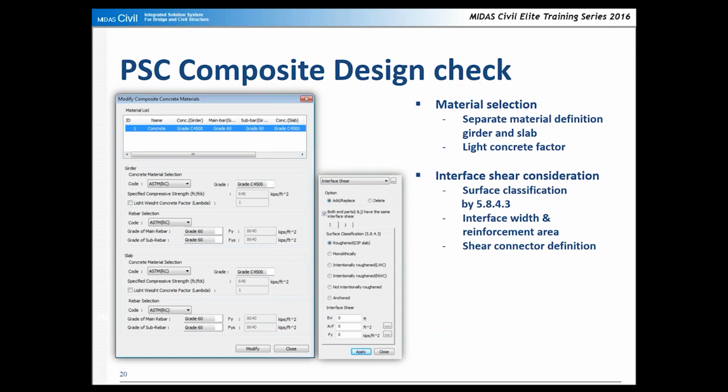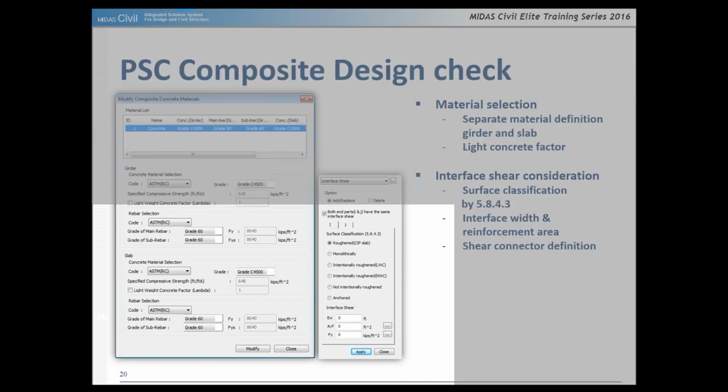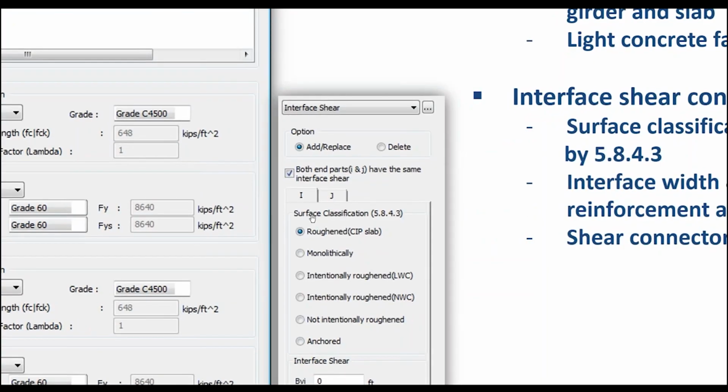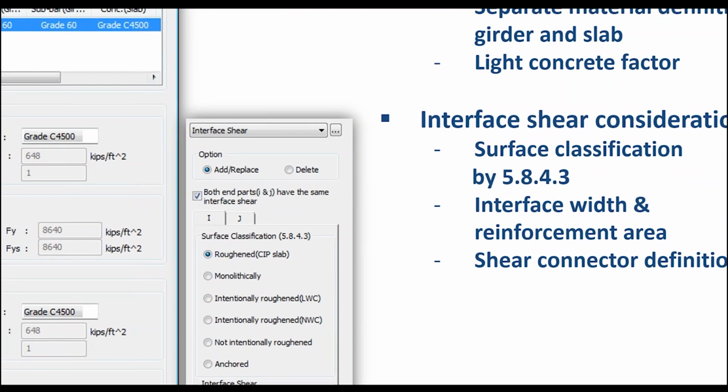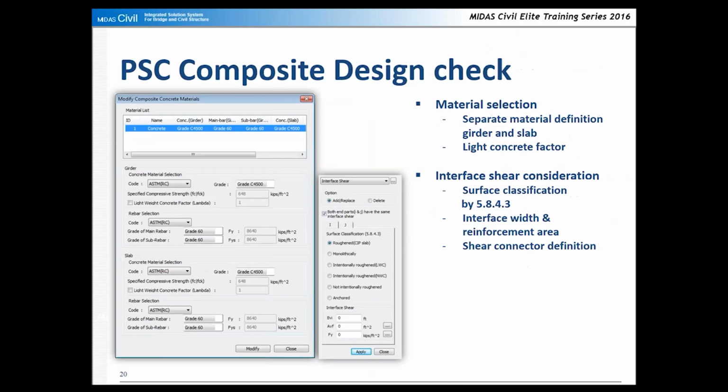And also another design input that I mentioned before, for the interface shear checking, you can check the surface classification as per AASHTO 5.8.4.3. Please note that whenever you use the program, you'll be able to see what part of the code it's referring to in the interface itself. If not, you can always find them in the online help manual or the design guide manuals.